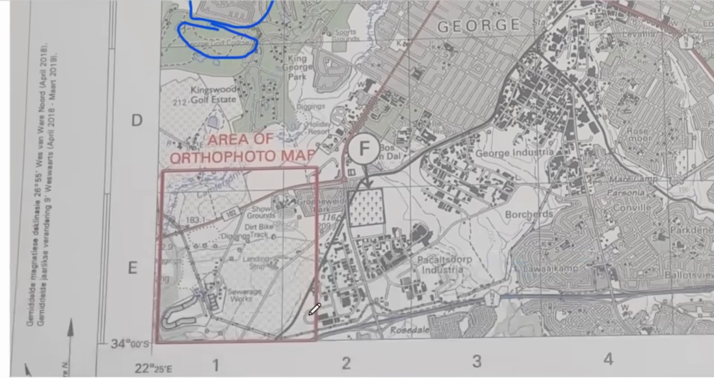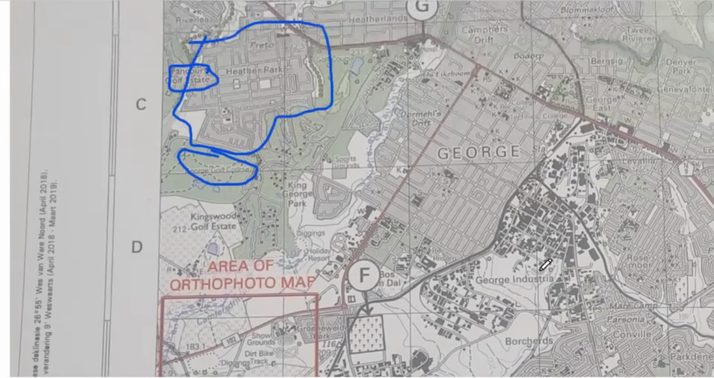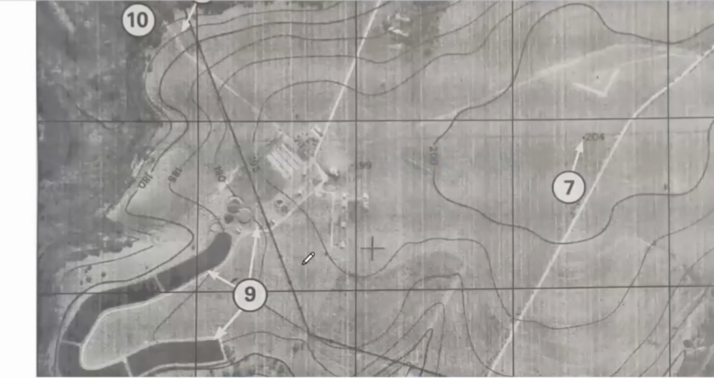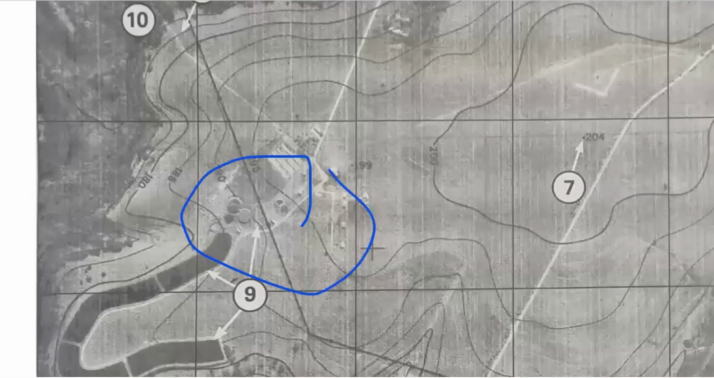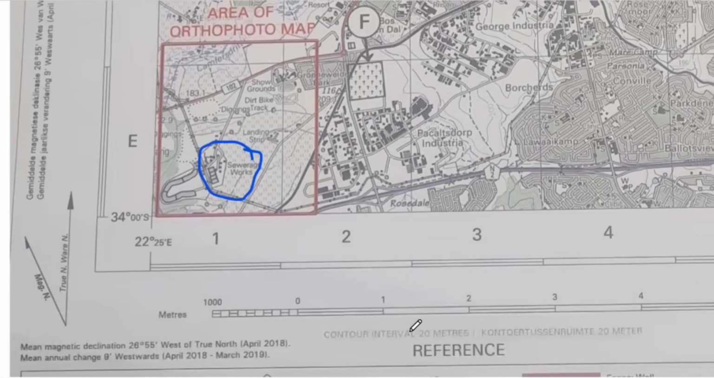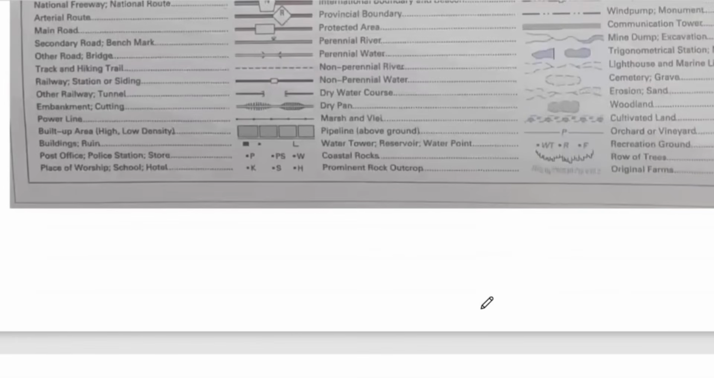Right, the next question is: identify the human made feature at 9 on the orthophoto map. We got the orthophoto map. The feature at 9, right, we check around this area. The human made feature at 9. If you check there and relate it to the topographic map, we are seeing that our mapped area is here and roughly somewhere here. So if we are checking on that, we are saying that is a sewage works. That is a sewage works.